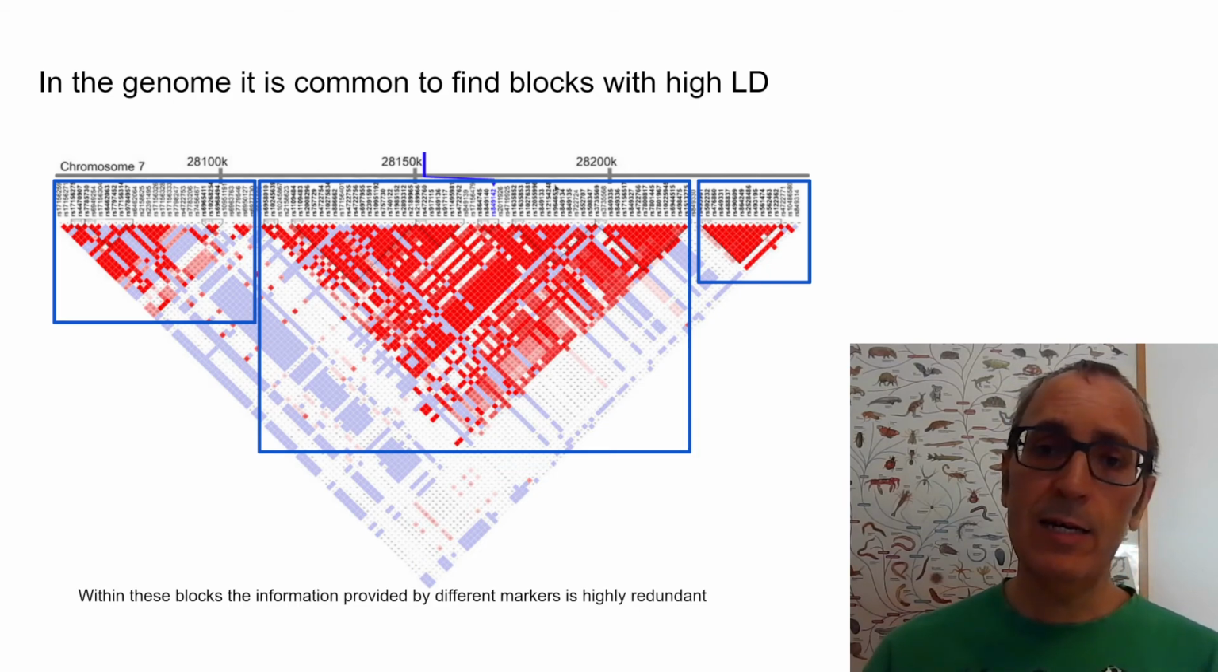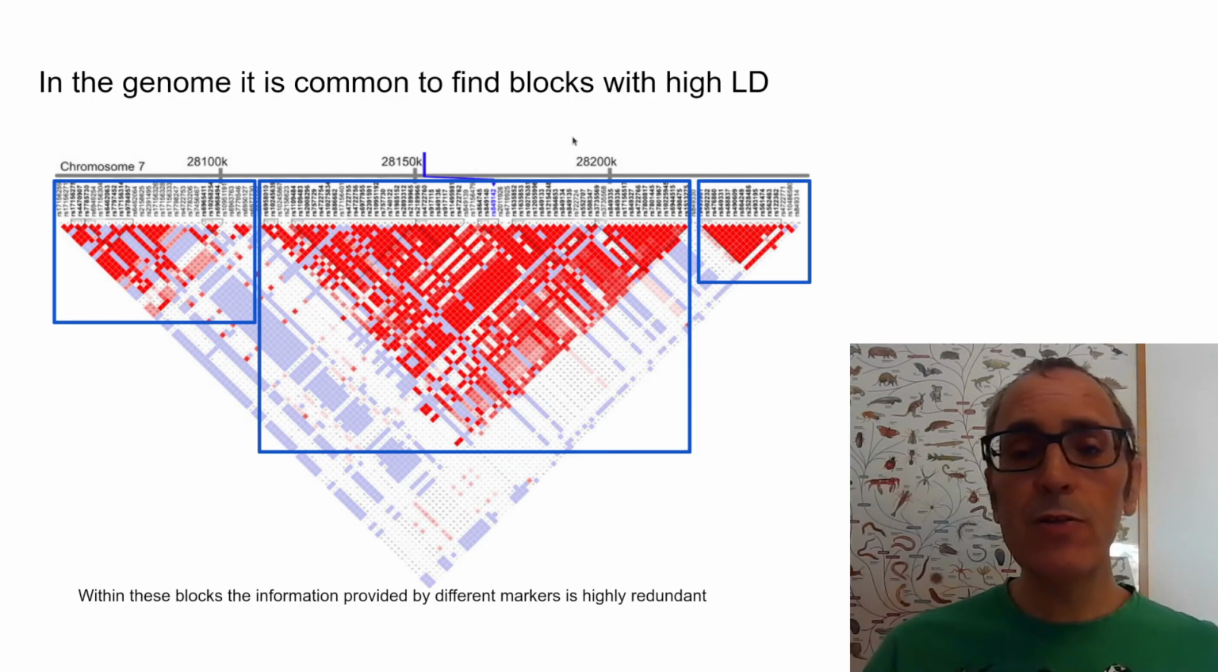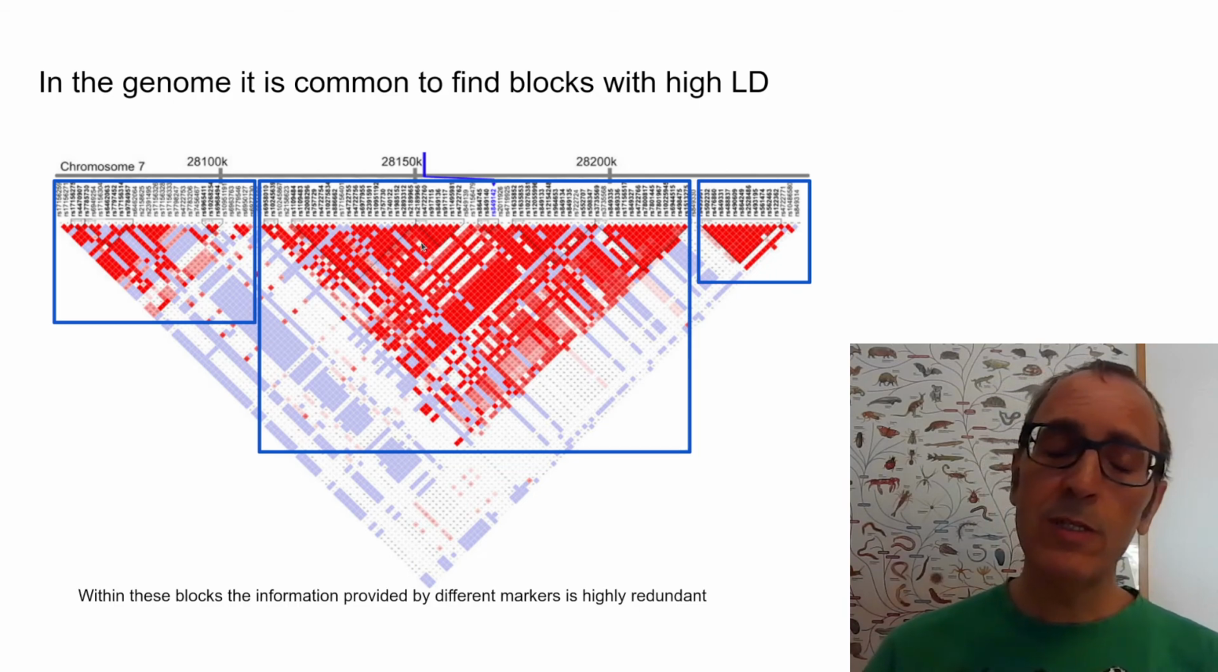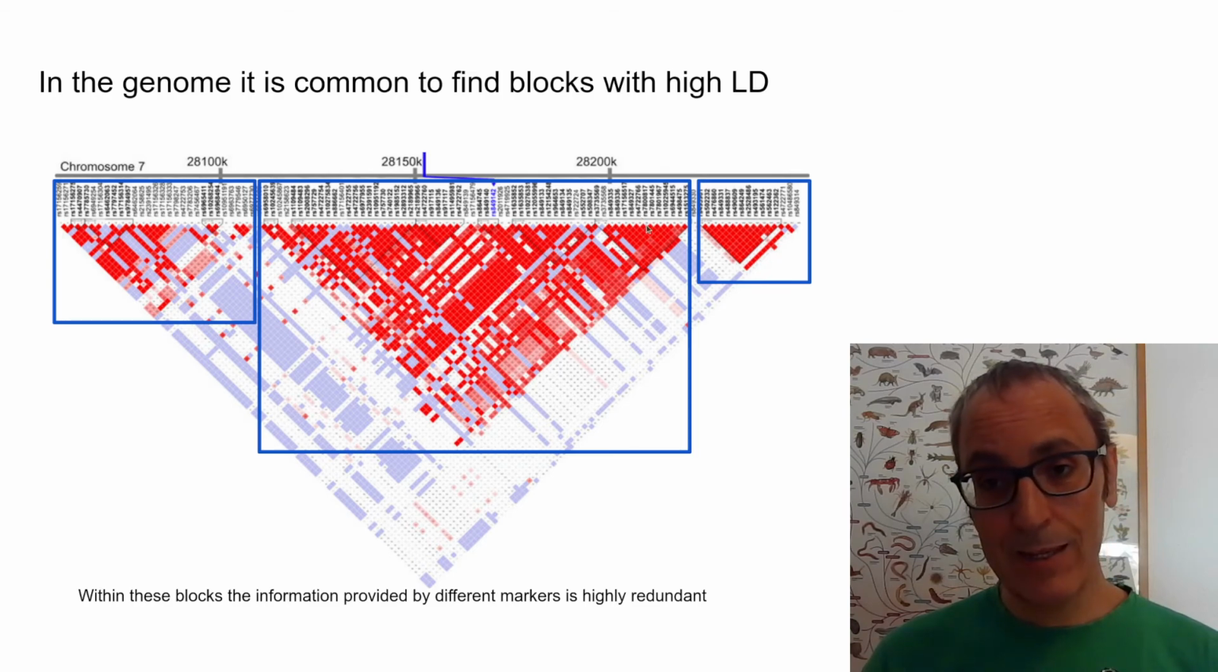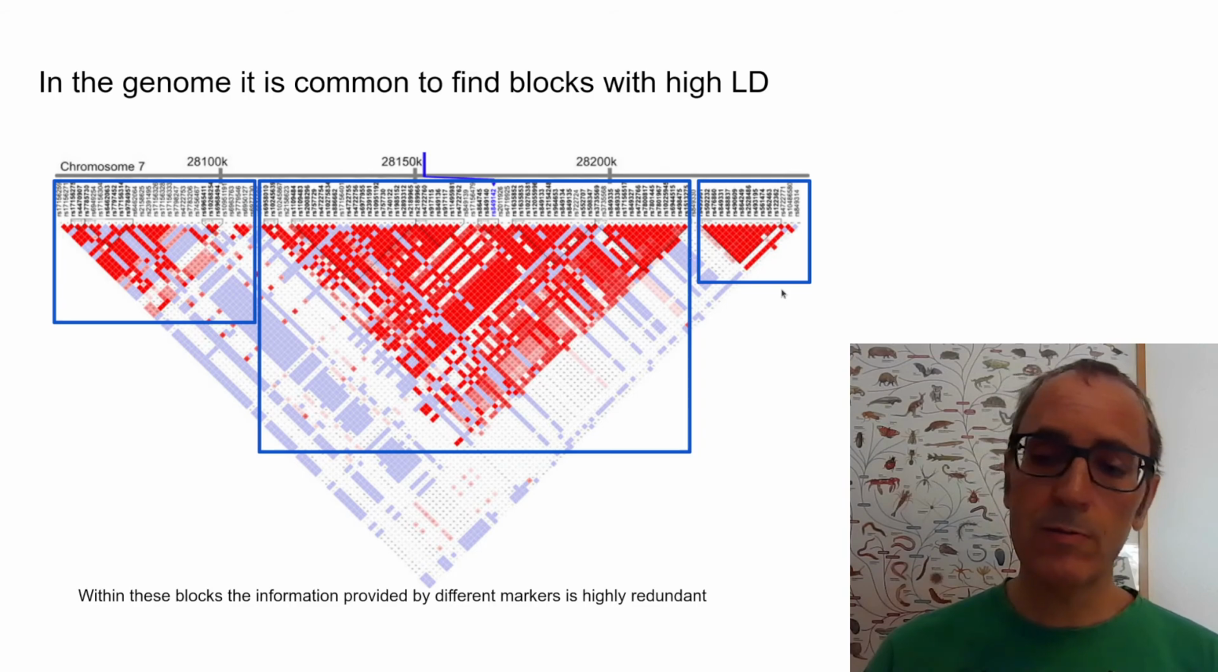Okay, and these blocks are usually used to select markers to put in genotypic arrays for genotyping, because you don't need to put every marker in the block because they are highly redundant. So they tend to put some markers within the block, but they make sure that we represent the different blocks.